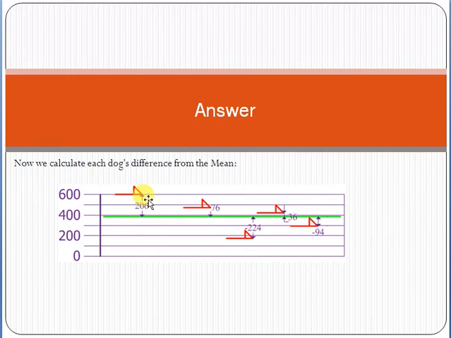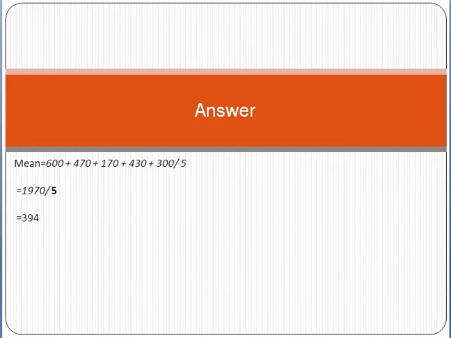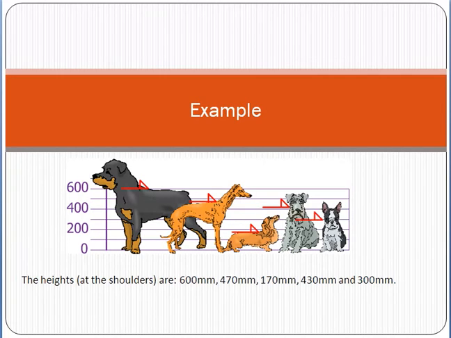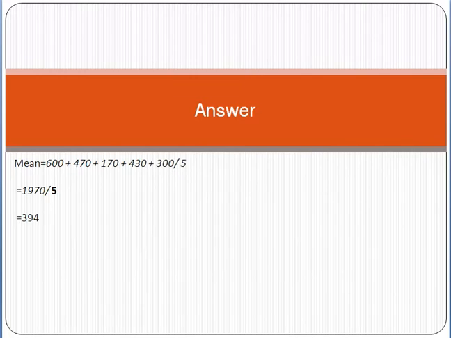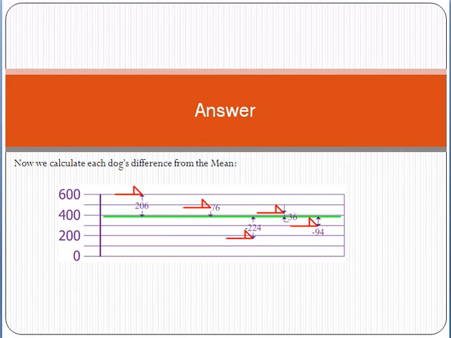See, friend, these are the values that are far from the mean. How are we getting these values? The upper 600 was the height of this dog, and the mean value which we have calculated is 394. So we do 600 minus 394, and it becomes 206. In that manner we have calculated this value, 206.